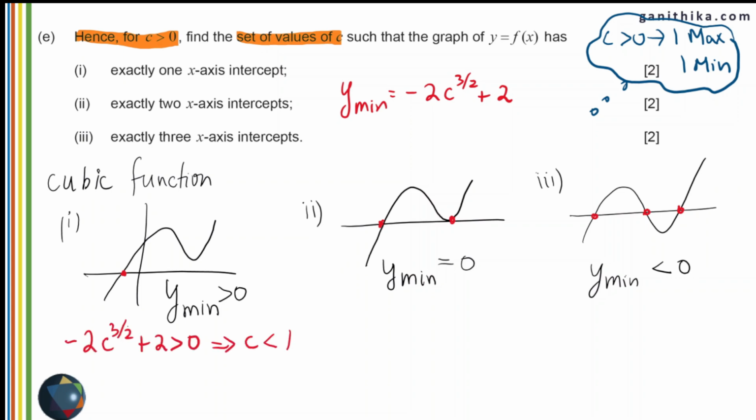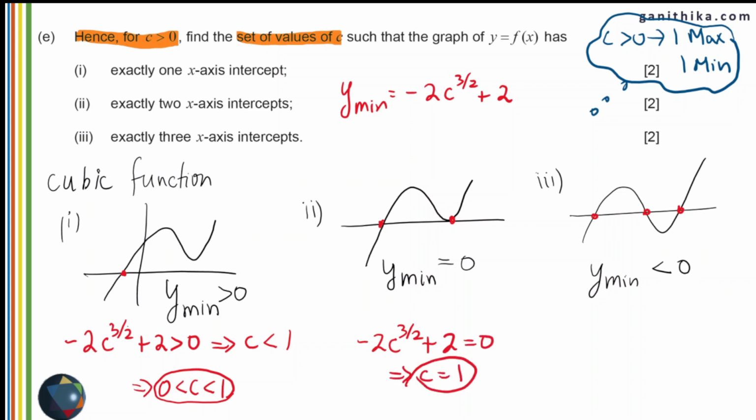So this is for the first category. Pause the video here and solve for the remaining two and then continue with the video. So for the second category, this will be the C value. C is equal to 1. Then you will have exactly two x-axis intercepts. These are the three sets of values of C that are required for this question. Let's move on to the next question now.